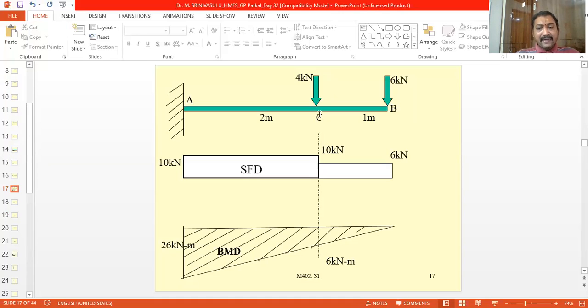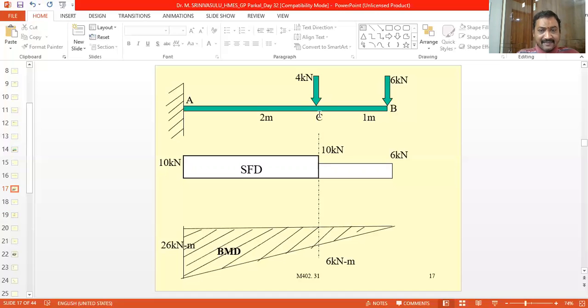Now the bending moment at point C means we have to take the moments of all the forces about point C to the right side. To the right side only the 6 kN is acting, and the distance between point C and the 6 kN, that is the distance BC, is 1 meter. So 6 kN into 1, 6 into 1, 6 kilonewton meters. That is the moment.